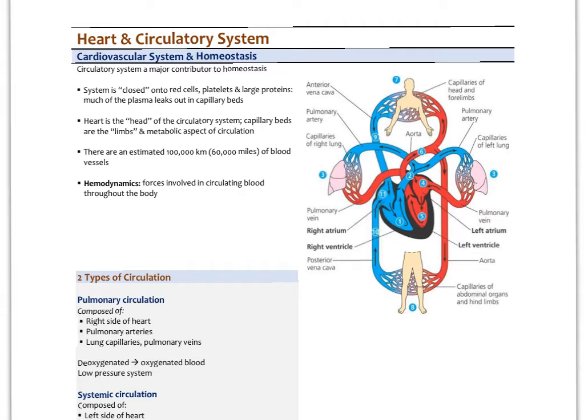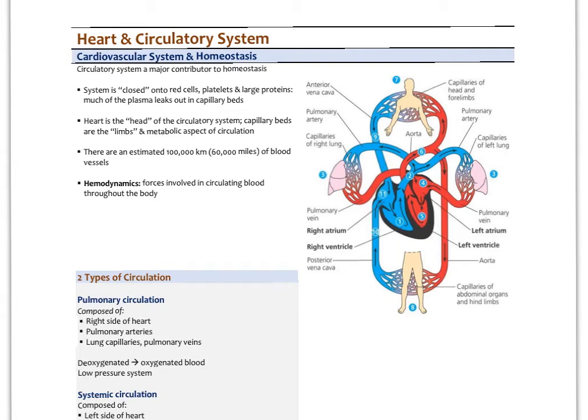The system really is closed for red blood cells only and platelets and large proteins. So basically, red cells, platelets, and large proteins stay inside the blood, but the majority of the plasma and many white blood cells can leak out in the capillary beds. Neutrophils can actually move their way through endothelium and capillaries, but a lot of the plasma ends up leaking out. So it's really not necessarily a closed system, and we'll see that tissue metabolism in the capillary beds is a major factor that actually drives blood back to the heart.